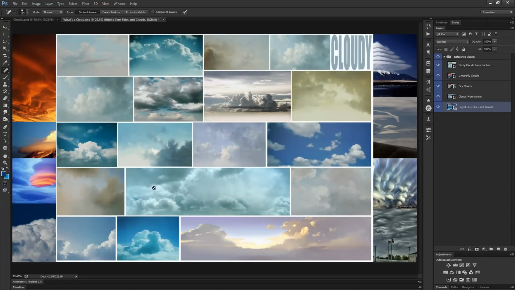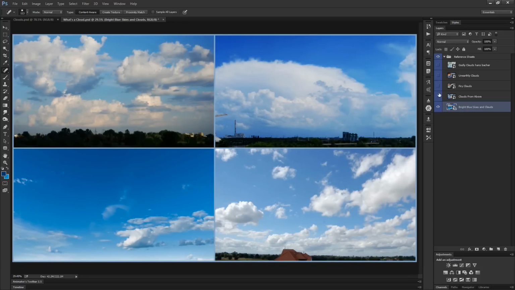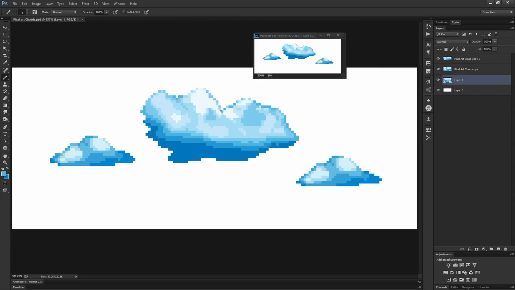In this two-part tutorial, we are going to first try to understand and analyze clouds. We are going to see how they can interact with the sun and skylight. And in the next video, we will see how we can actually draw them in pixel art.